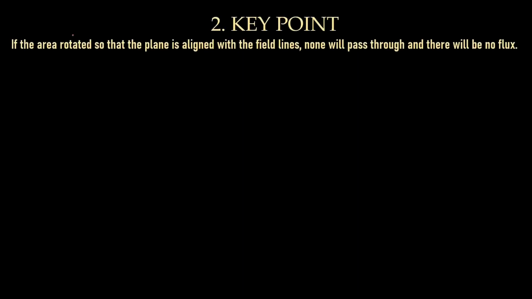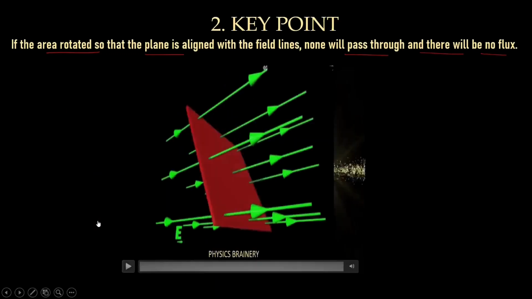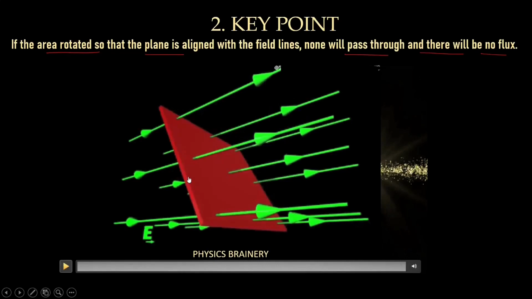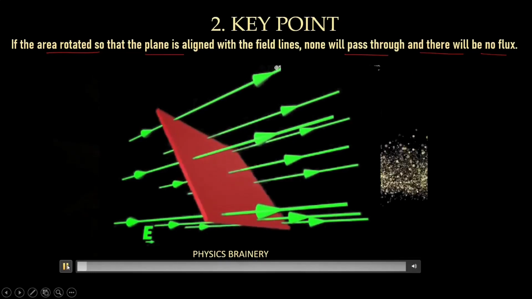Now next is the second key point. What is the second key point? It is the angle at which the plane is rotated. At one particular angle, no line will pass through it and there will be no flux. So let us analyze this situation. Here, this time we will not change the area of this given figure. Instead we will rotate it, that is, change how it is oriented in space. Let us observe this.